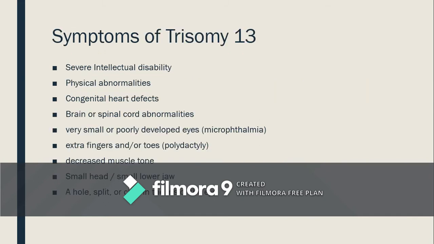Trisomy 13 is associated with severe intellectual disability and physical abnormalities in many parts of the body. People with this condition often have congenital heart defects, brain or spinal cord abnormalities, very small or poorly developed eyes, which is also known as microphthalmia, a cleft lip or palate, and decreased muscle tone, which is also known as hypotonia. Many infants with trisomy 13 fail to grow and gain weight at the expected rate, and they fail to thrive.